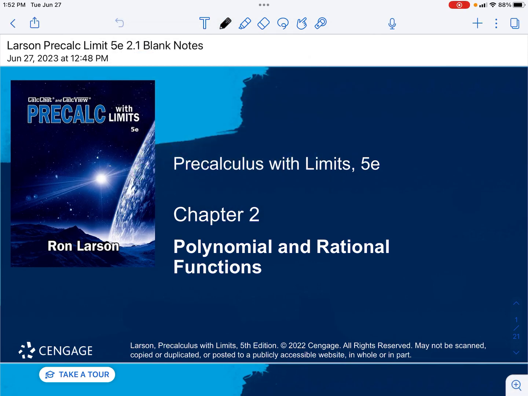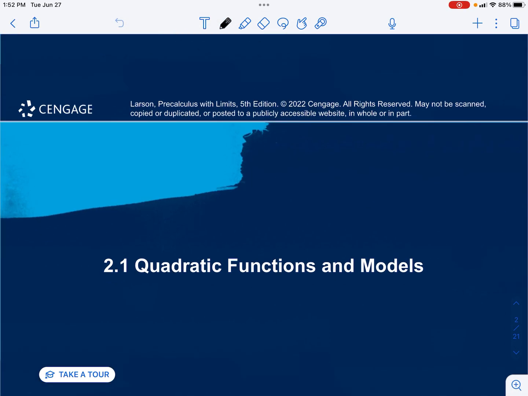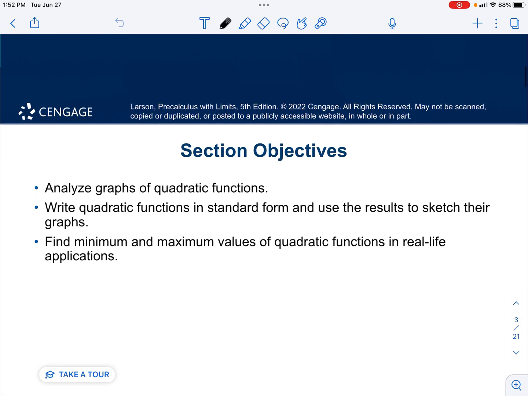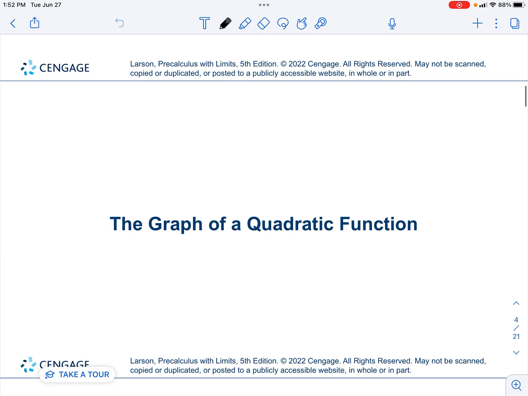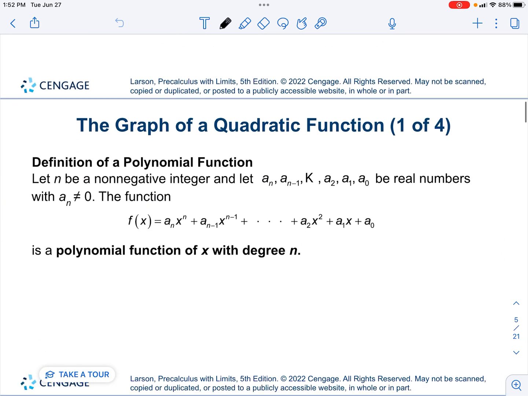Chapter 2, Section 2.1, Quadratic Functions and Models. Here are our section objectives. And we're going to start by looking at the graph of a quadratic function.